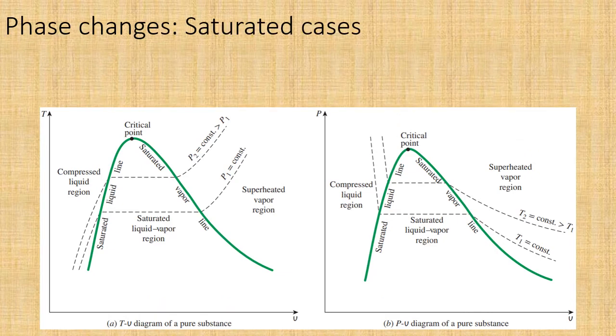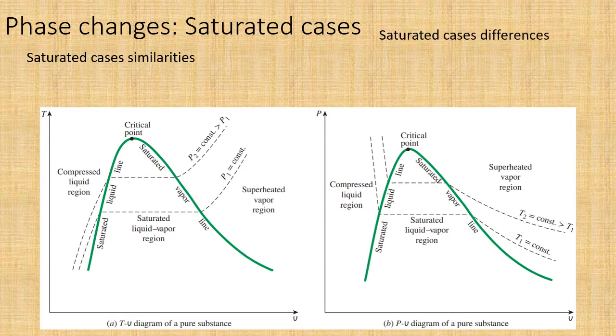The second, third, and fourth cases can be grouped together as saturated cases because of their similarities. They have some differences, which will be discussed as well. The second case is the saturated liquid case. This occurs for a constant pressure or temperature on the saturated liquid line, where the first bubbles appear.